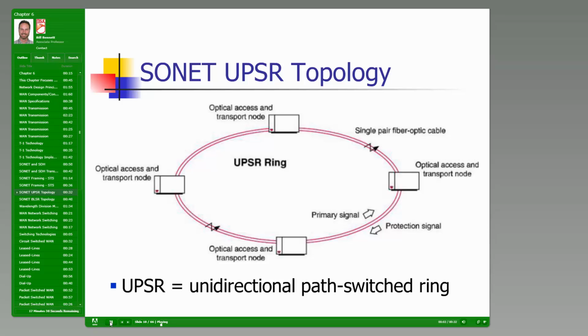SONET is transmitted on a topology known as the unidirectional path switched ring. So you can see that what's going on here is we have dual rings, each going in opposite directions. One ring carries the primary signal, and the second ring, the redundant ring, is carrying the protection signal. So the idea is that if either ring were to go down, we still have successful communications occurring.